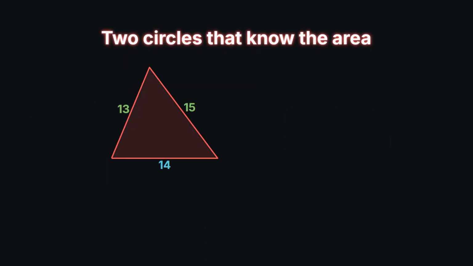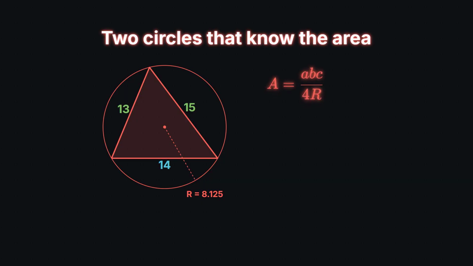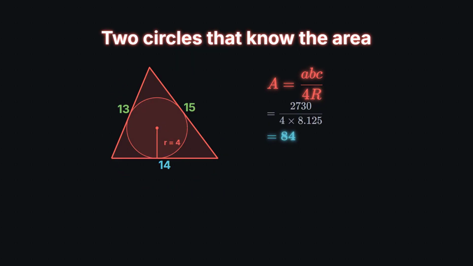Now for something completely different. Every triangle comes with 2 circles built in, and both of them know the area. The first is the circumcircle, passing through all 3 corners. Multiply the 3 sides together, then divide by 4 times its radius. 13 times 14 times 15 is 2,730. Divided by 4 times 8.125. 84.